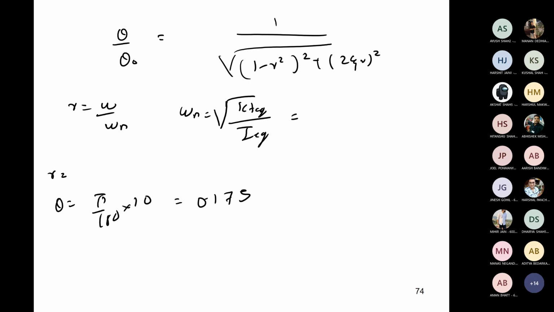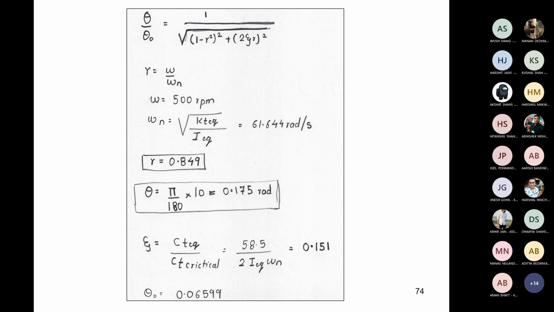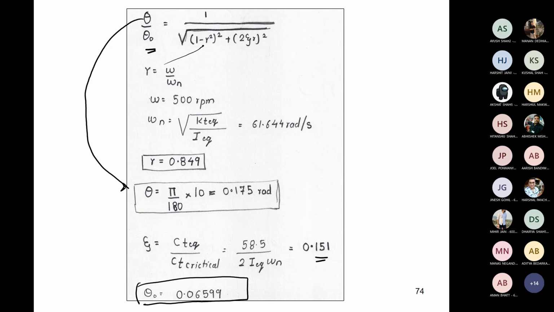Zeta will be C torsional equivalent divided by C torsional critical. That is 2 I equivalent into omega n. All right. So substitute the values and find out. And in this equation, substitute the value of theta. Theta is this value. Okay, substitute the value of R and zeta in this equation. Zeta is this value, and find out the value of theta 0. All right, so theta 0 comes out to be 0.06559.